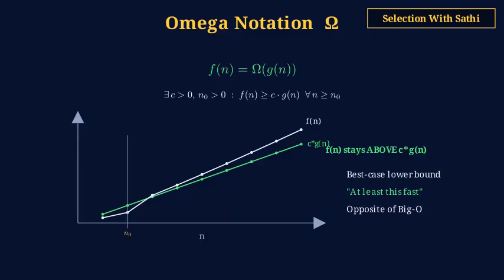Let's see an example. Take f(n) = 3n + 2. We claim f(n) = Ω(n). Choose c = 3 and n0 = 1. Then 3n + 2 is always greater than or equal to 3n for n greater than or equal to 1. The plus 2 makes it strictly larger, so the inequality holds easily.